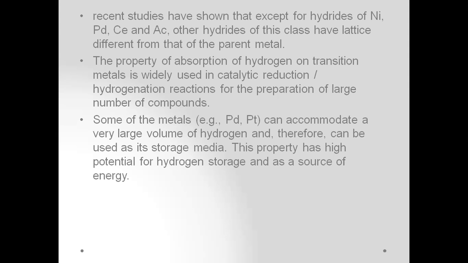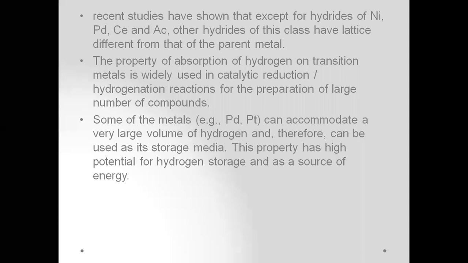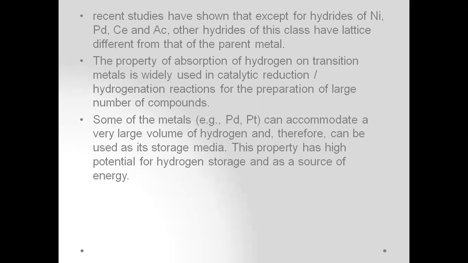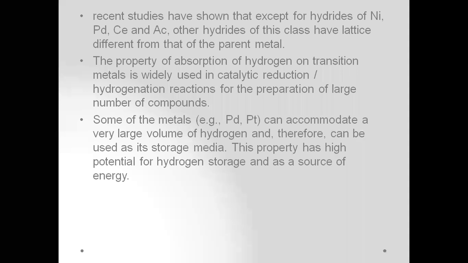Okay, some metals like Pd and Pt accommodate a very large volume of hydrogen, therefore they can be used as a storage medium, having high potential for hydrogen storage, and as a source of energy. So hydrogen is actually the source of energy. What is there in the sunlight? Hydrogen. In this chapter, as we go further, we'll study the structure of the sun, what is inside the sun. So there hydrogen is present.